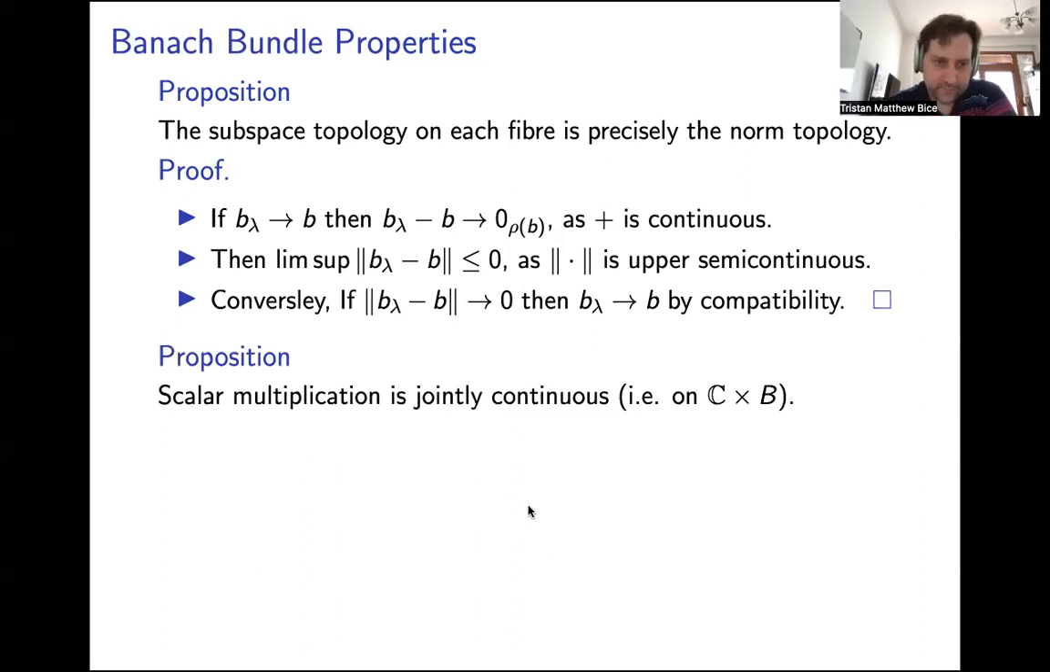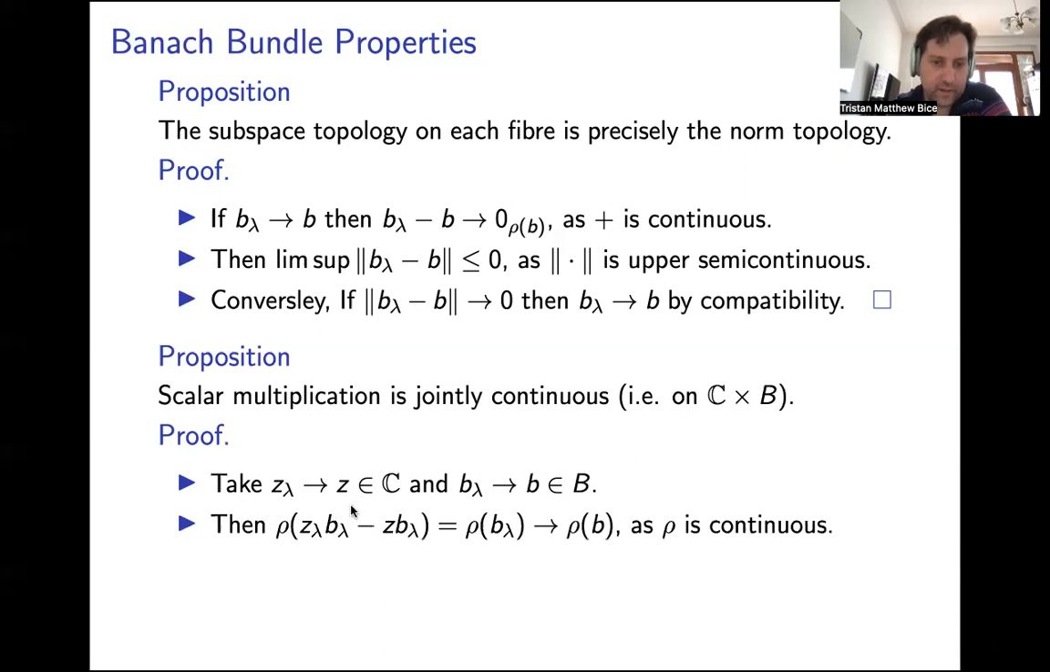But next, another thing to note is that scalar multiplication, we only required it to be continuous for a fixed scalar, but it turns out from our assumptions that scalar multiplication is jointly continuous, viewing this product in the usual product topology. So to see this, take some pair of nets now. We take a net of complex numbers approaching some complex number Z, and take a net of elements in the total space, B lambda approaching some element B.